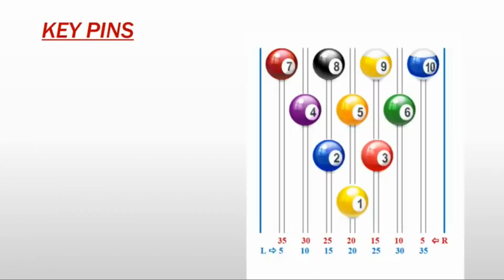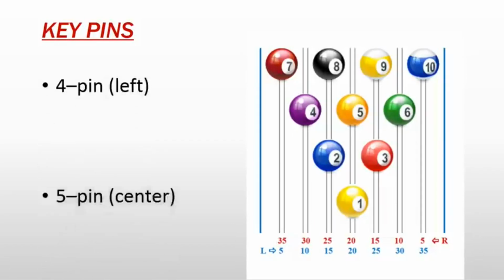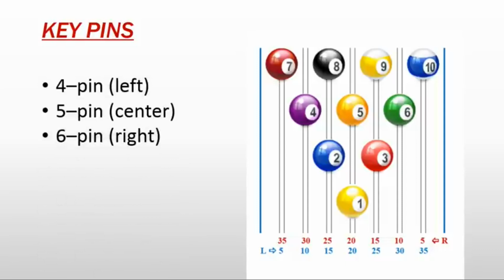Billiard balls have similar deflection as bowling pins. The key pins are the 4-pin, the 5-pin, and the 6-pin. If you hit those pins directly, the ball or key pin should take out its surrounding pins. On the left, if the 4-pin is directly hit by the bowling ball, all pins on the left side of the deck should be knocked down. On the right, the same action should happen when the 6-pin is hit.